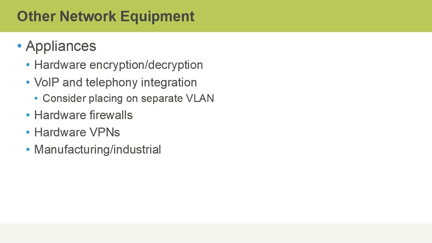Other network equipment that we might encounter include appliances of various types, like hardware encryption and decryption devices, voice over IP and telephony integration devices, which should be placed on a separate VLAN for performance and security reasons. We might also have hardware firewalls, hardware VPNs, and also different types of computing appliances in manufacturing and industrial environments. In this video, we discussed network hardware.